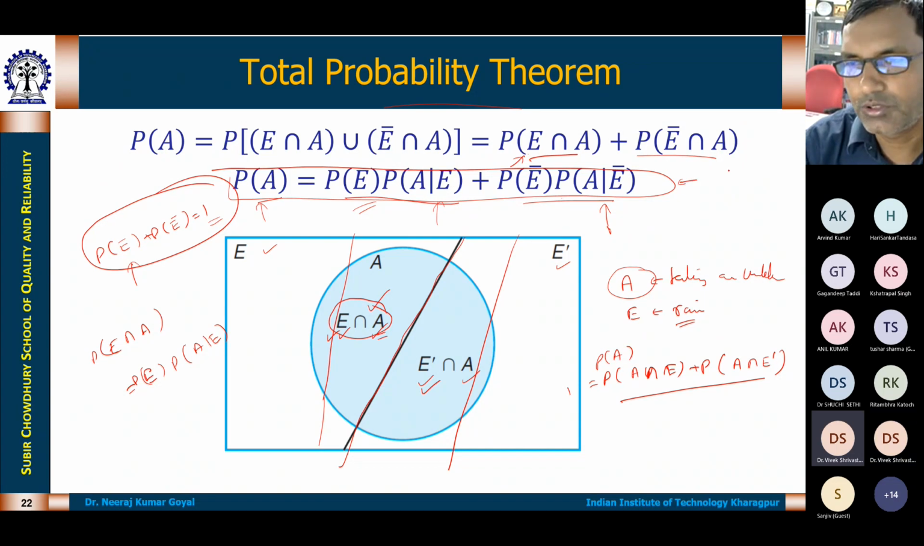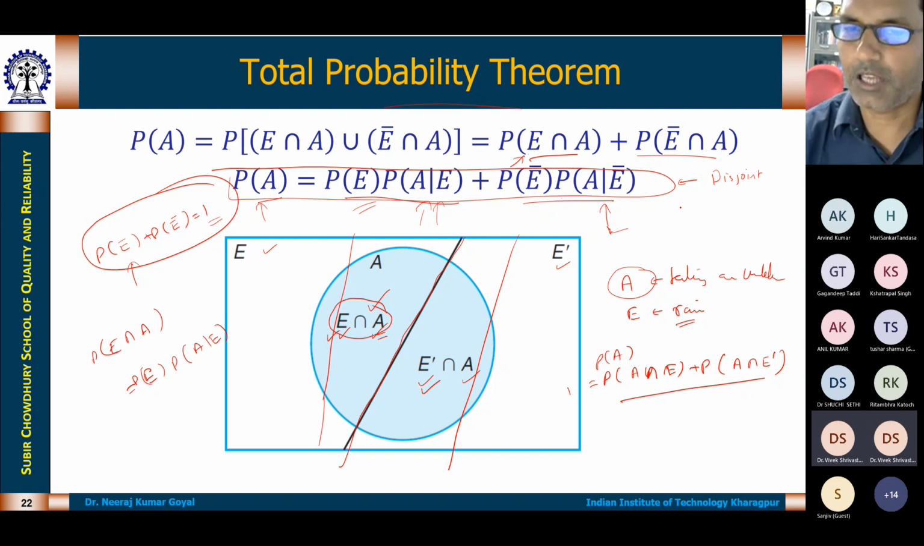This is also used in this law, which we call the disjoint theorem, which is used for solving complex problems where we consider one event in two states, working and not working, and corresponding to that we calculate the probabilities and multiply to get the system reliability. We are not going into that because that may not be much useful here.